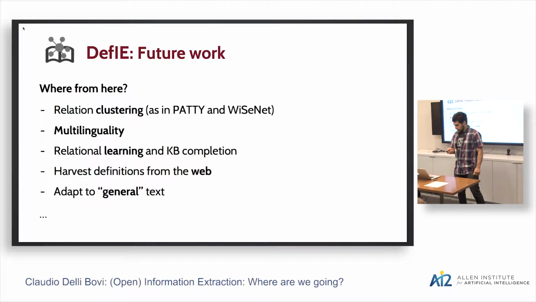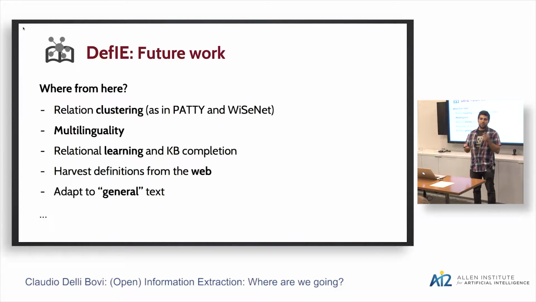And obviously, you can try to start from the relations that we have and do some relational learning to come up with a model of each relation, and also perform things like KB completion, which are very popular these days. You could also think about scaling up this approach to general text, not only definitions, because as we were saying before, we are assuming that we have a set of definitions. So either we tackle the web and try to identify definitions inside pages or articles, or we try to adapt this to general text.